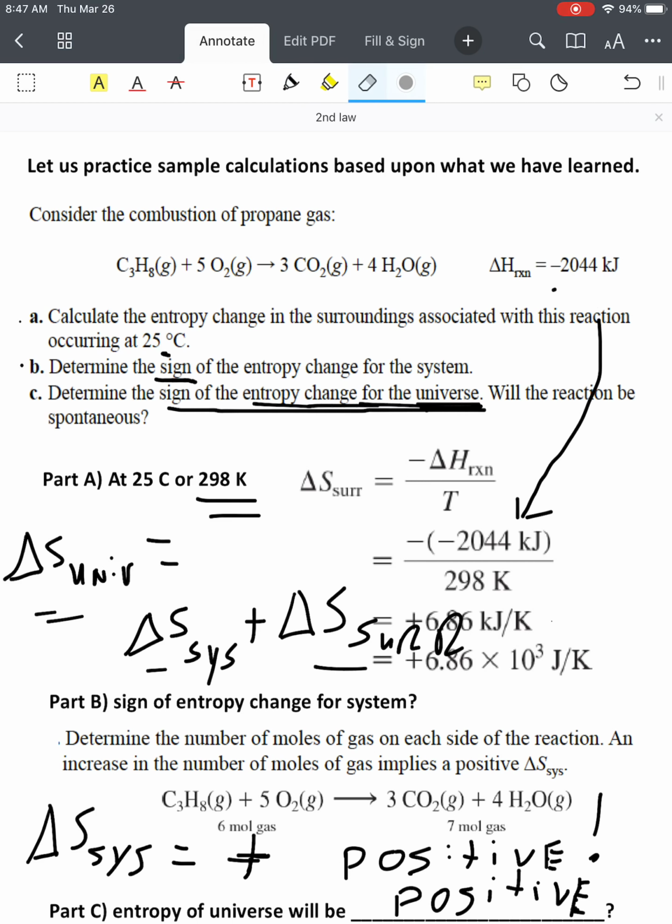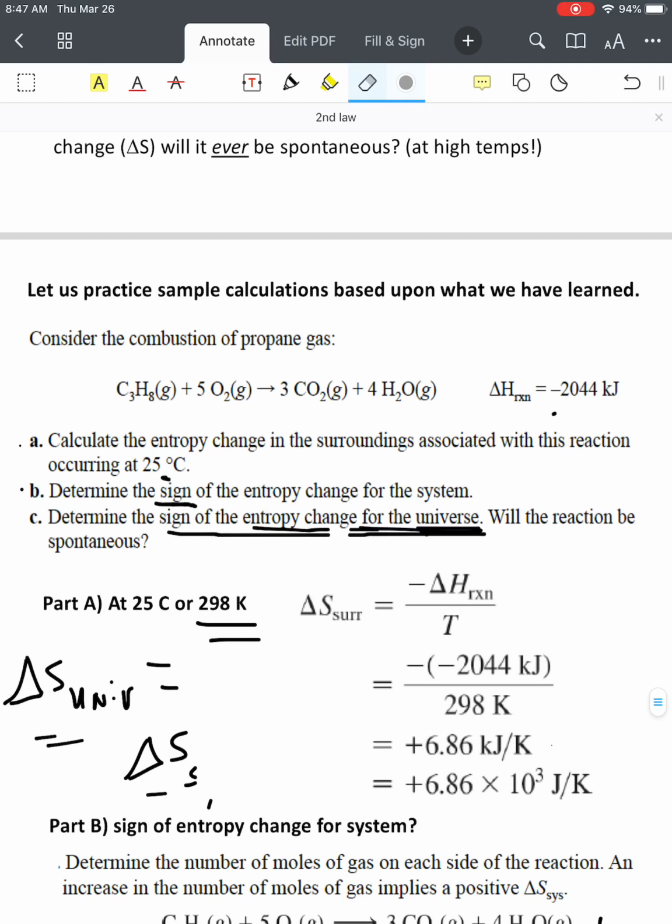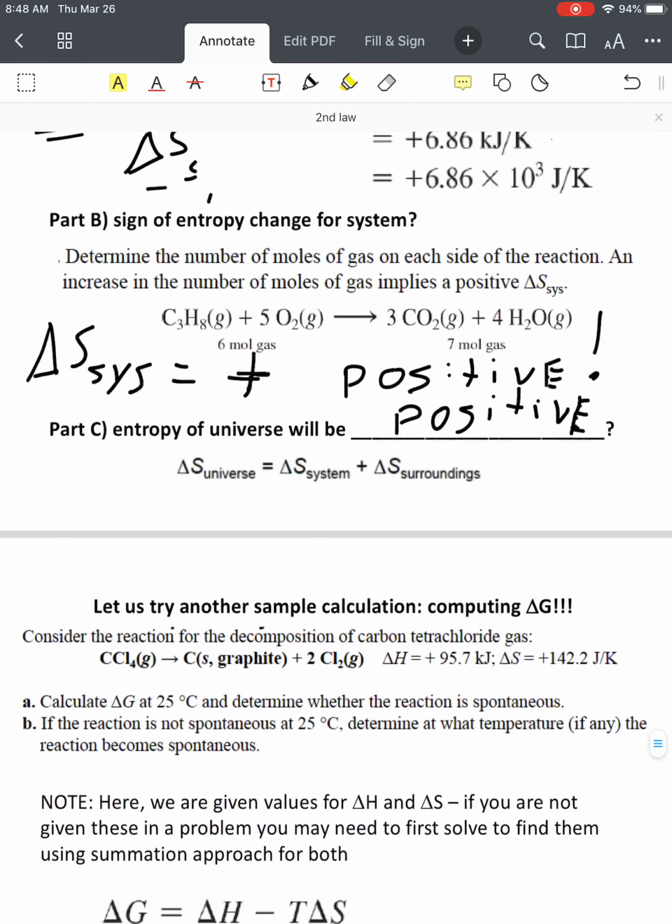Now lastly, I'm asked if this reaction is spontaneous. So what do you all think? Is it going to be spontaneous or not? I'm thinking it's going to certainly be spontaneous, right? Because all spontaneous processes do what? They increase the entropy of the universe, right? So will this reaction be spontaneous? Yes. Because the entropy of the universe increases. It's a positive number.